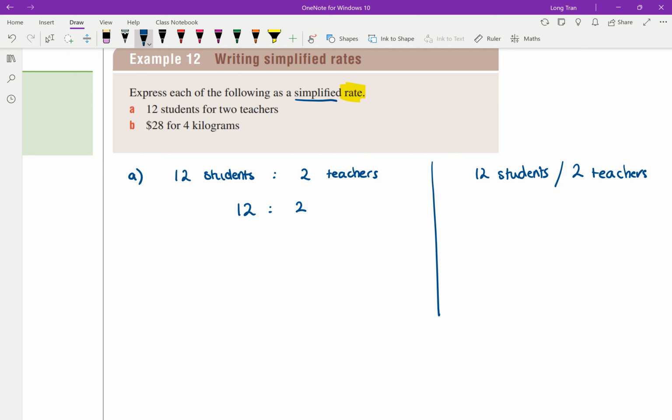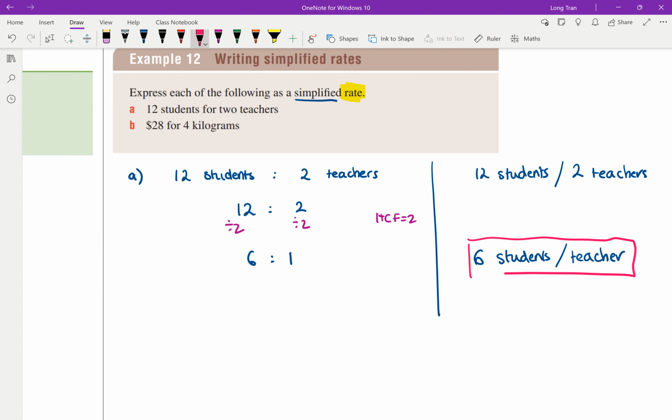And so normally if we simplify ratios here, we would say the common factor is 2. Highest common factor is 2. So if I divide both sides by 2, you are going to get 6 to 1. So what that means in translation is that it's 6 students per teacher. This is often the rate that we refer to.